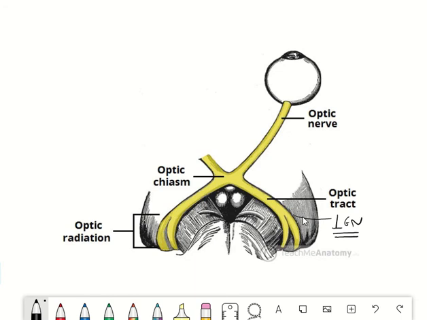And there's a synapse formed here, and then axons from here carry visual information in the left and right optic radiations. The optic radiations reach the visual cortex, and that's called Brodmann's area 17. In the next slide, I'll show you actually how the optic radiations relate to the visual fields themselves.